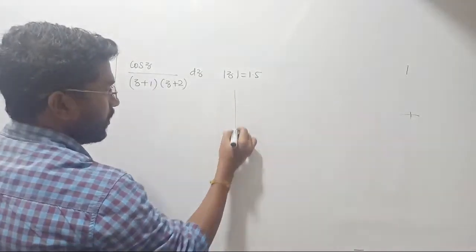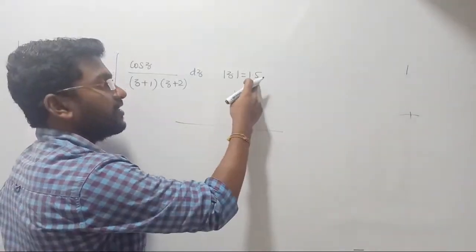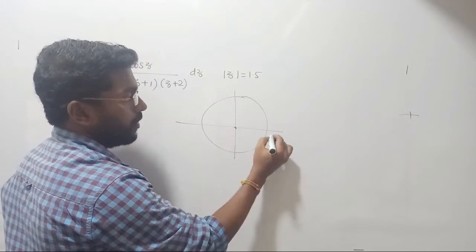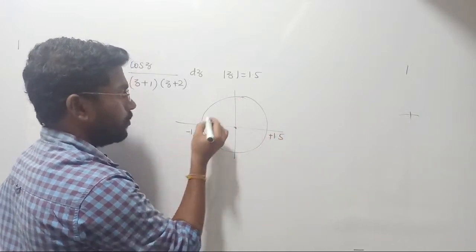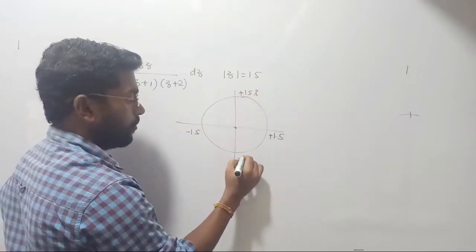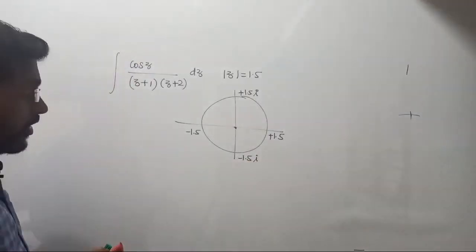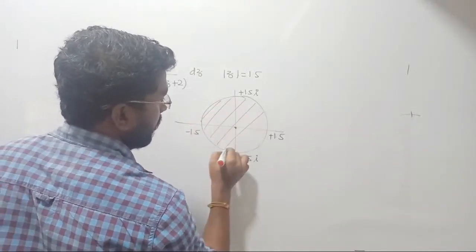First step, draw the region of convergence. What is the center point? 0, 0. Radius 1.5. So we should draw a circle from the origin. So here we have plus 1.5, minus 1.5, plus 1.5 times i, minus 1.5 times i. Right? Now in the next step, this is going to be our region of convergence. See, this is going to be the ROC.